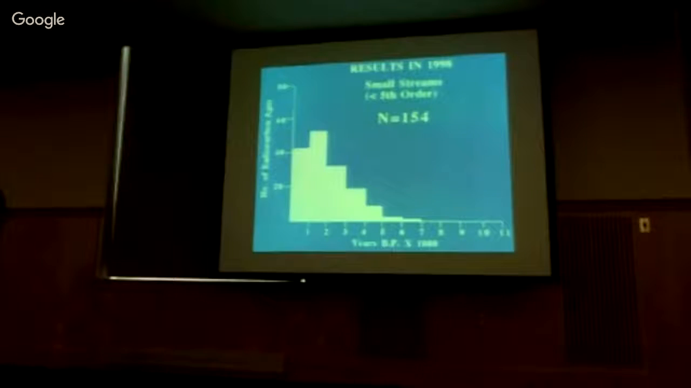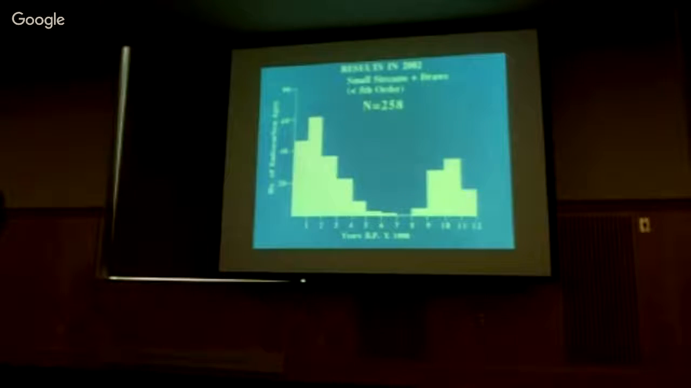And we look at the results in 1998. This is what I showed you earlier. And then we add the draws. There's the draws. We still have this big gap. So basically, the waves of incision during the early to middle Holocene never reached up into the very fingertips of the drainage network. That's why this record is preserved there.